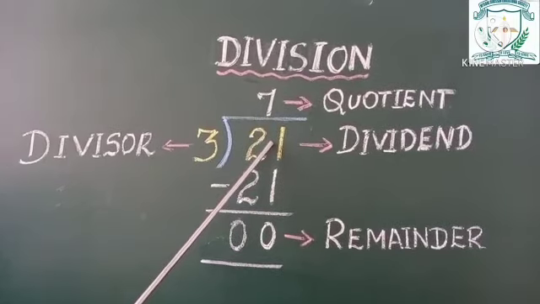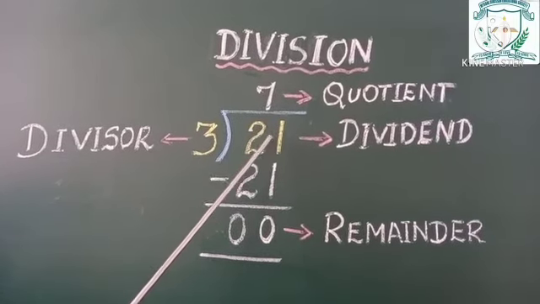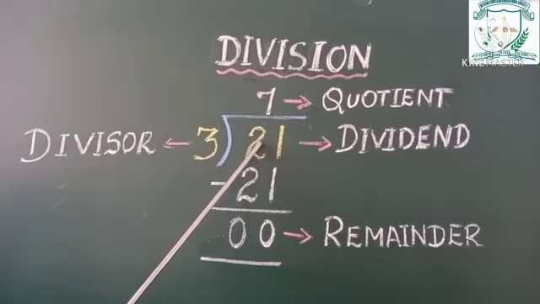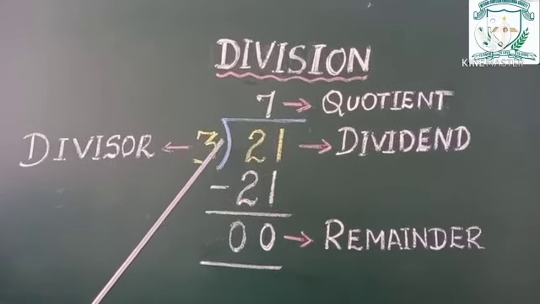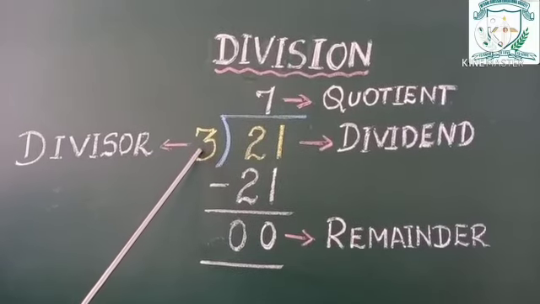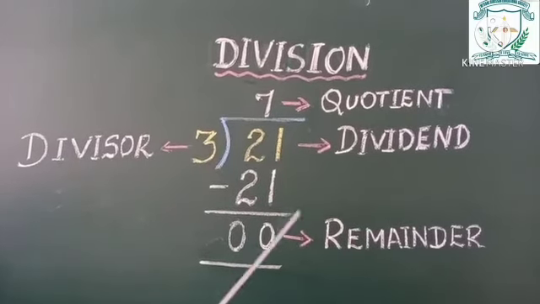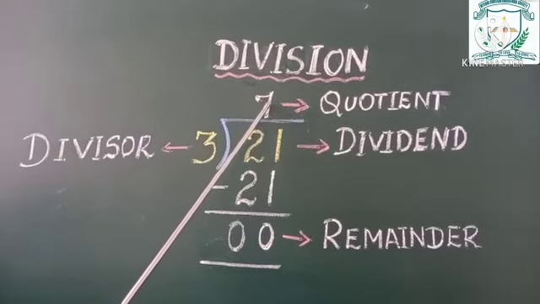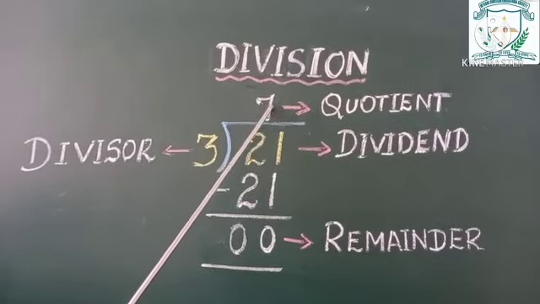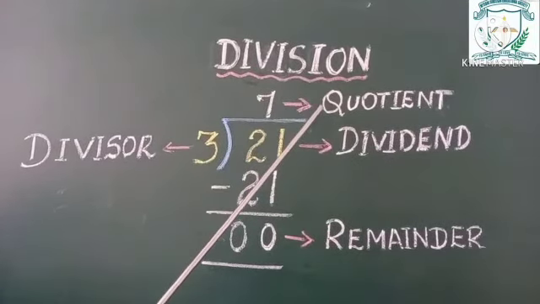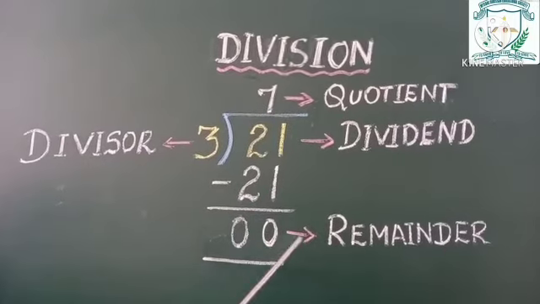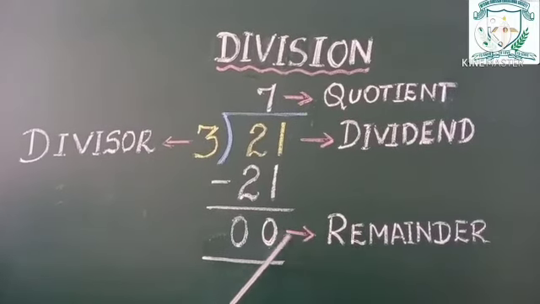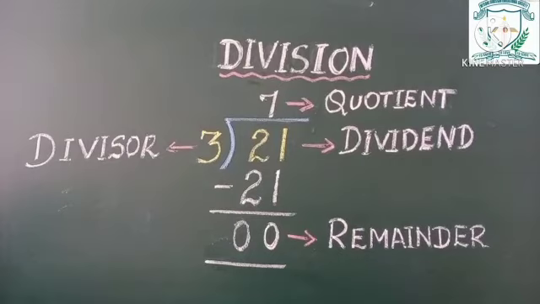21. The number to be divided is called the dividend. Here 21 is the dividend. The number that divides the dividend is called the divisor. Here 3 is the divisor. The answer we get after dividing the number is called the quotient. Here 7 is the quotient. The number that remains after dividing is called the remainder. Here 0 is the remainder.